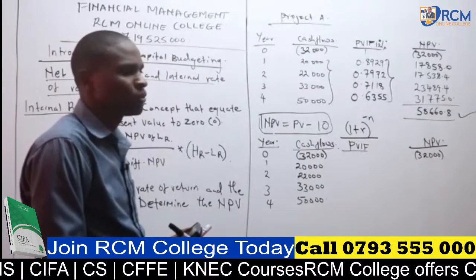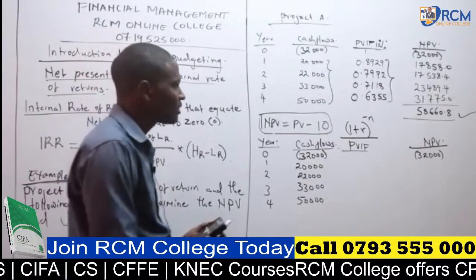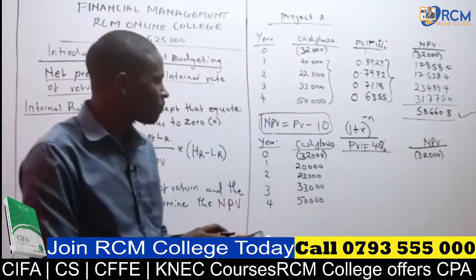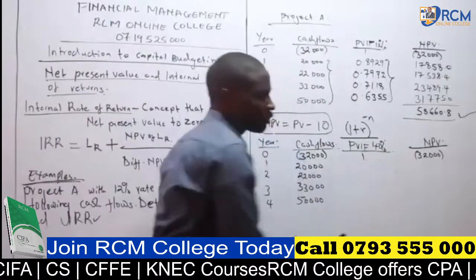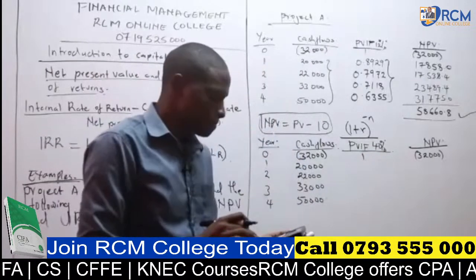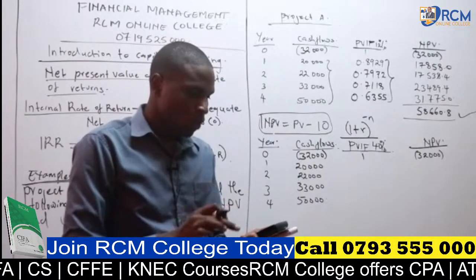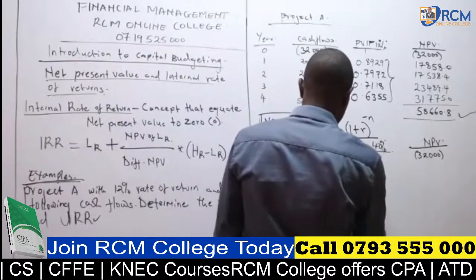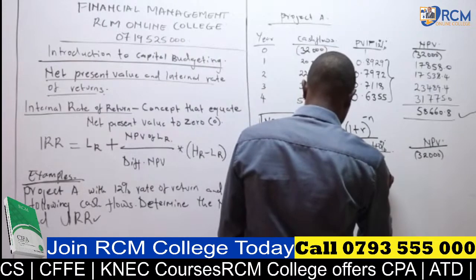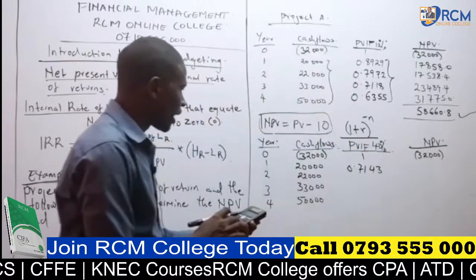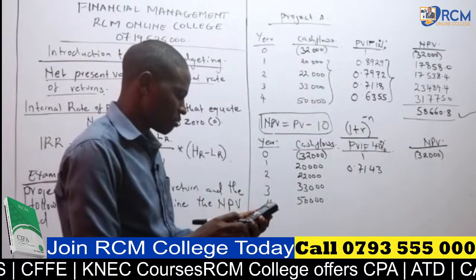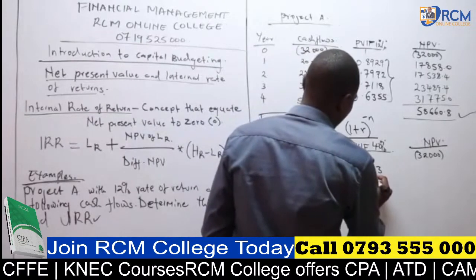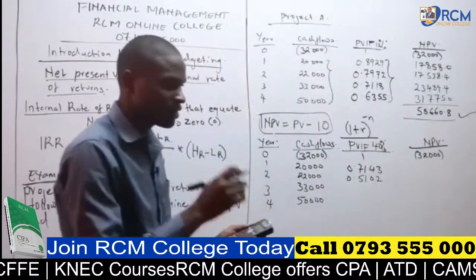To even 40. Let me use 40%. So this one is still one, that one will not change. So 1.4 raised to power negative 1 is 0.7143. I go to the next one, 1.4 raised to power negative 2, 0.5102. How I wish that this one can give us what we want.